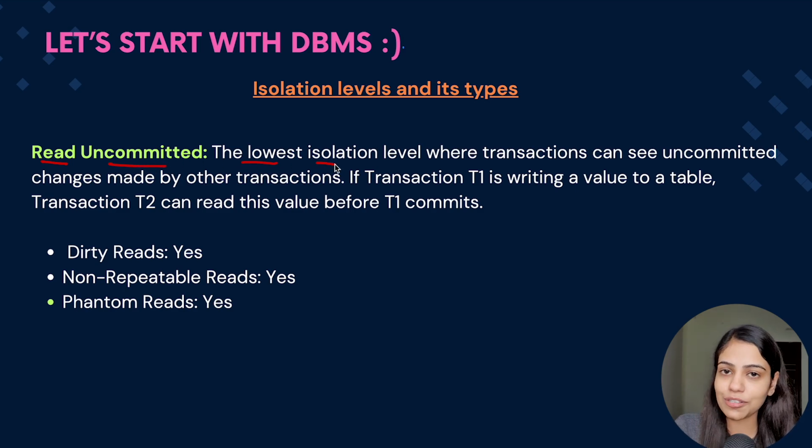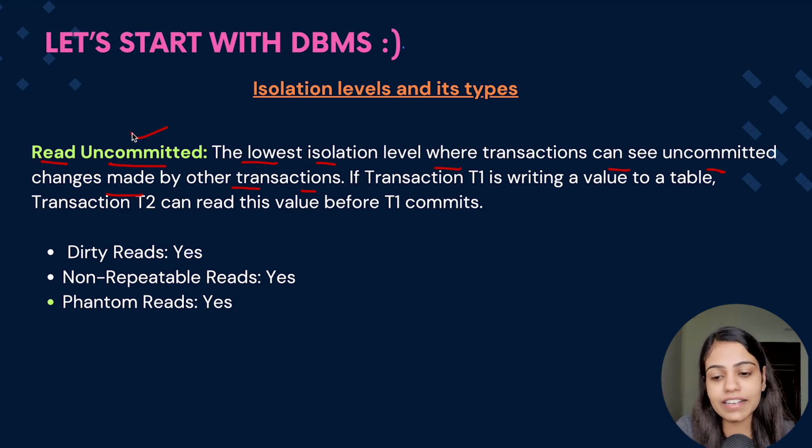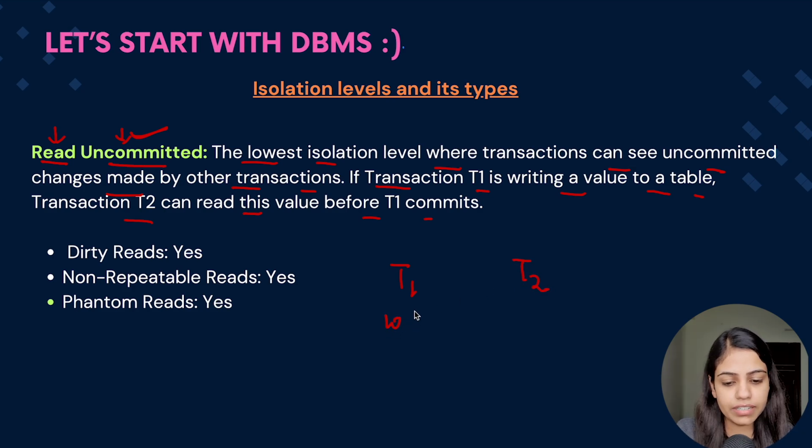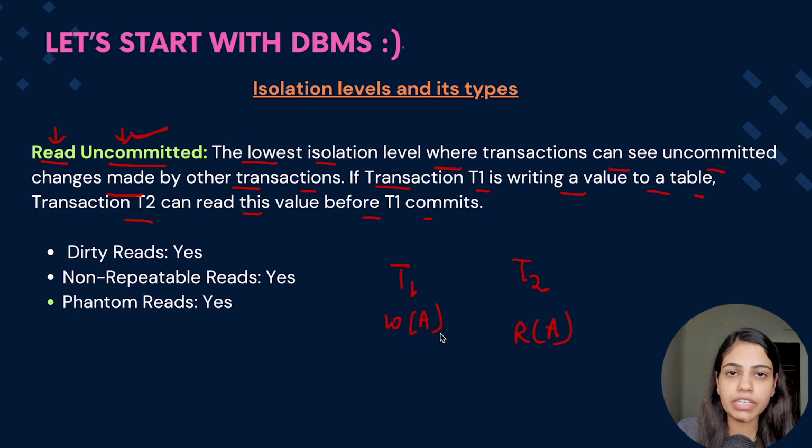It is the lowest isolation level where a transaction can see uncommitted changes made by other transactions. As you can see from the word also, read uncommitted, one transaction can read uncommitted changes. If a transaction T1 is writing a value to a table, T2 can go ahead and read that particular value before T1 commits. So if there are 2 transactions T1 and T2, and T1 is writing some value to a particular table, T2 can go ahead and read that value even if T1 is not committed. That is why it is called the lowest isolation level.